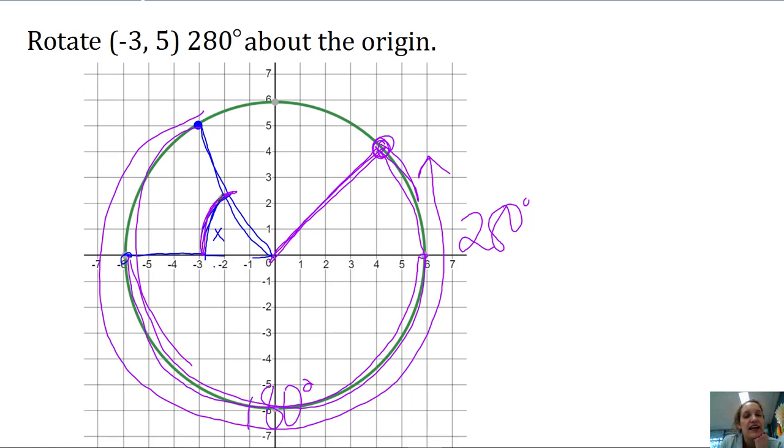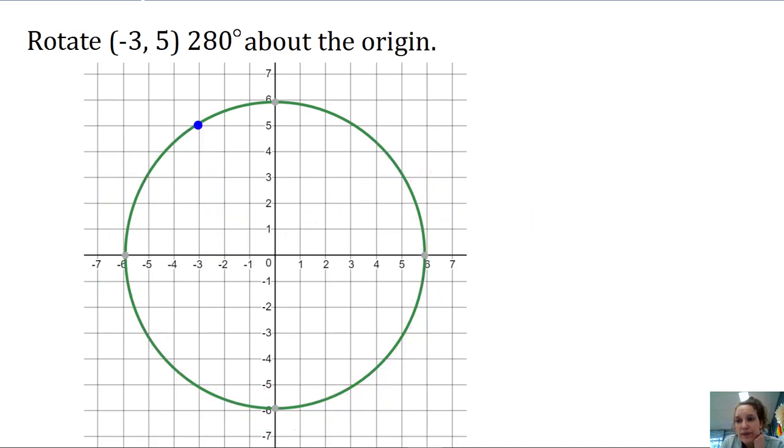So the big question is, how are we going to figure out what this angle is? Guess what my favorite shape is in the whole entire world? A right triangle. So we're going to drop a right triangle right here and find this angle using SOHCAHTOA. Starting from the origin, I go -3 units to the left and then +5 units, that's 5 units up. So the length of this side is 3, the length of this side is 5, and I'm looking for this angle right here.